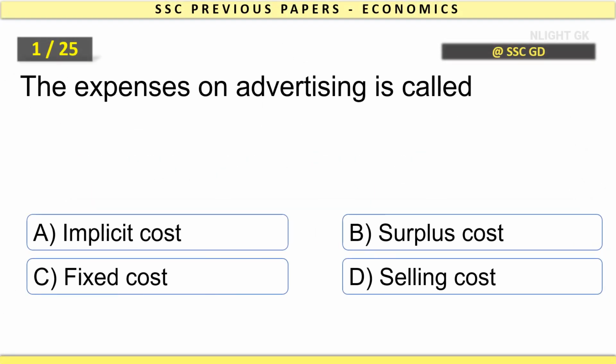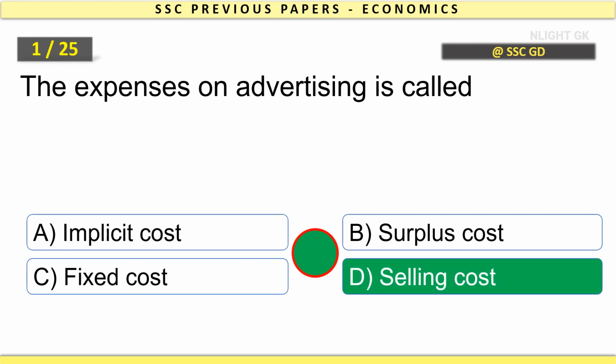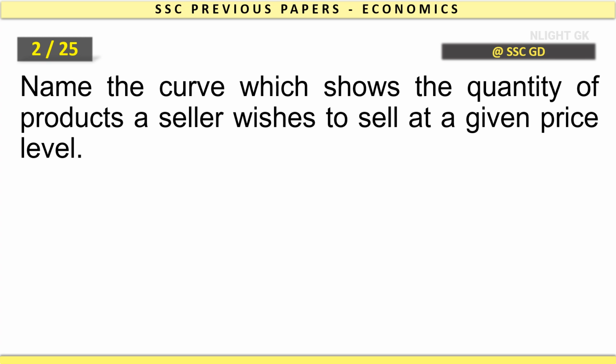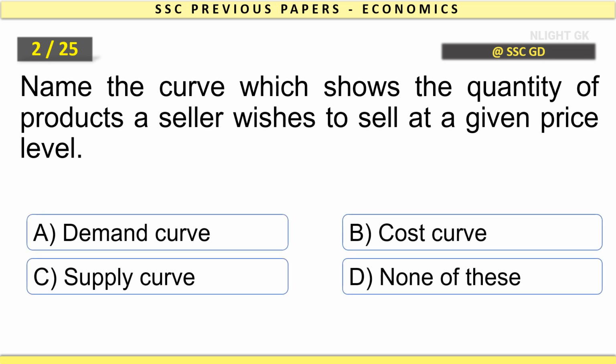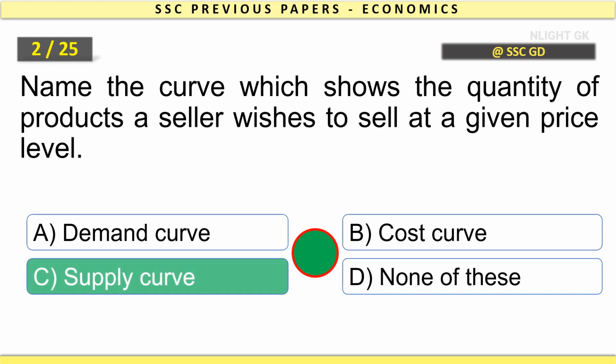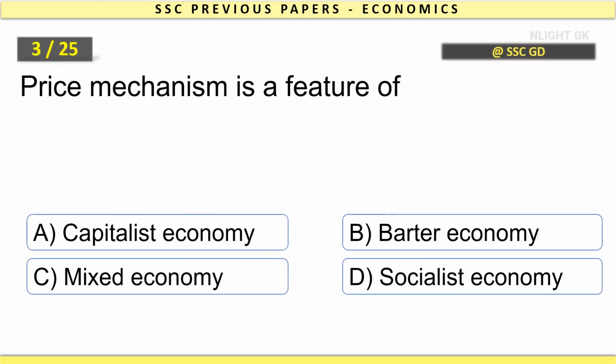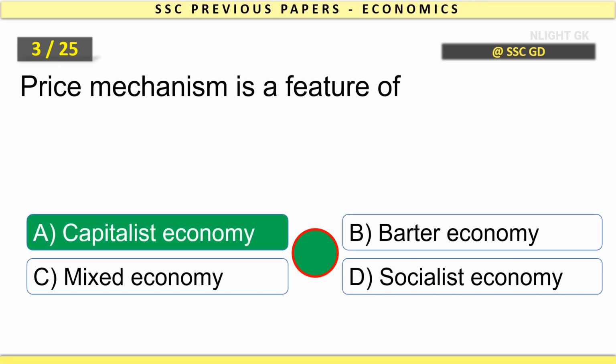The expenses on advertising is called selling cost. Name the curve which shows the quantity of products a seller wishes to sell at a given price level. Supply curve. Price mechanism is a feature of capitalist economy.